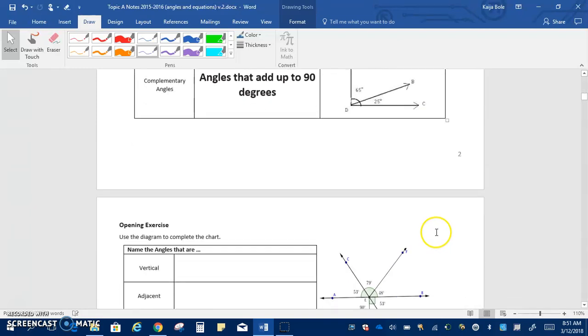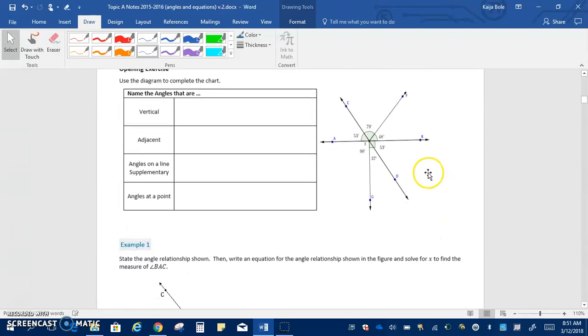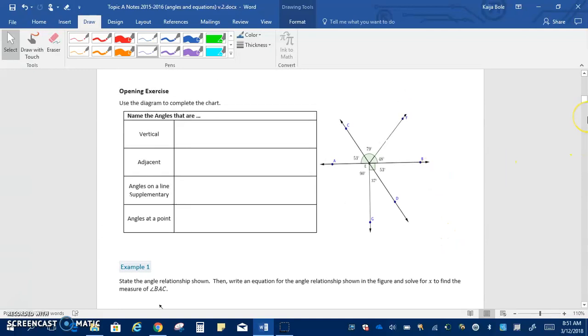Alright, so make sure you have all of those written down. And then flip over to the next page. And it says, use the diagram to complete the chart. So first we have vertical angles. So remember, vertical angles are those that are across from each other.